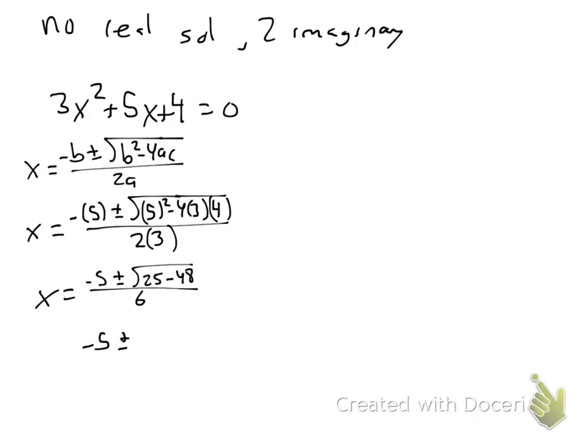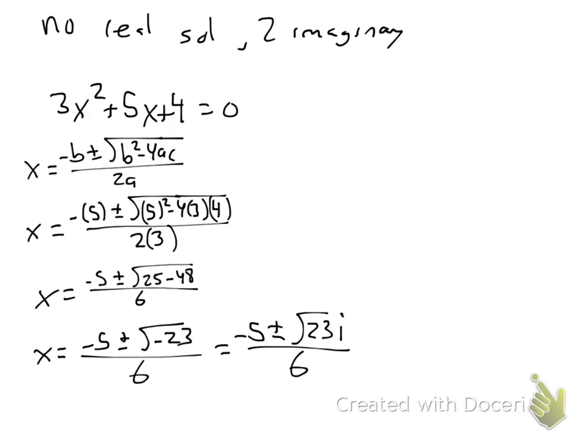So I get negative 5 plus or minus the square root of a negative. And so you end up with negative 23 inside, all over 6. Now going back to the lesson before, we don't like negative square roots, so I got to poke an eye out. So negative 5 plus or minus square root of 23i all over 6. Now, 23 is a prime number. You can't break it down anymore, so there's no partners, and so I can leave it.